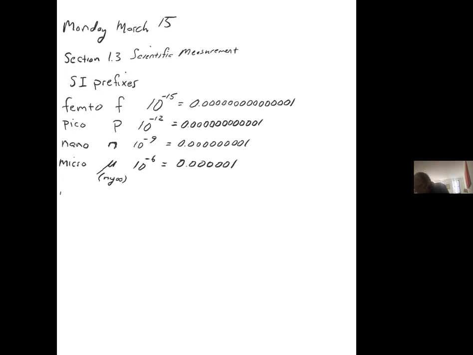And then we have milli. Milli is used in volumes quite a bit. Small m, 10 to the minus 3, 0.001. Okay. And then we have centi, lowercase c, 10 to the minus 2, 0.01.